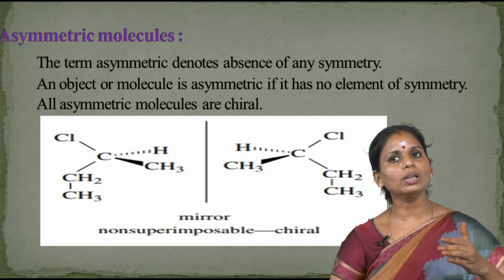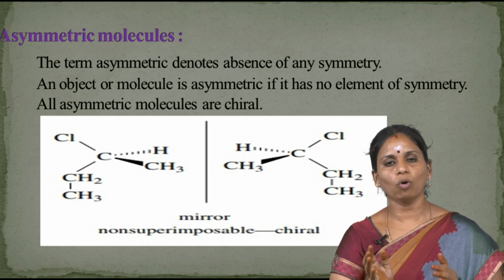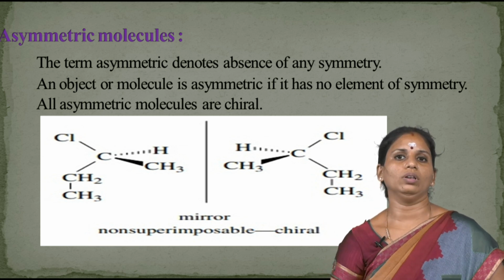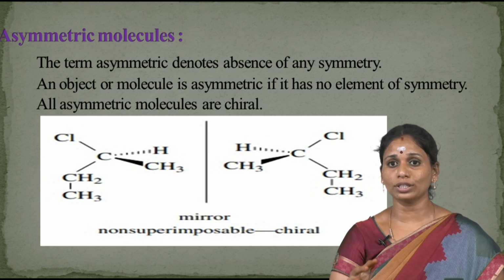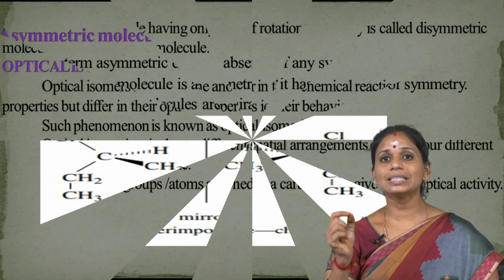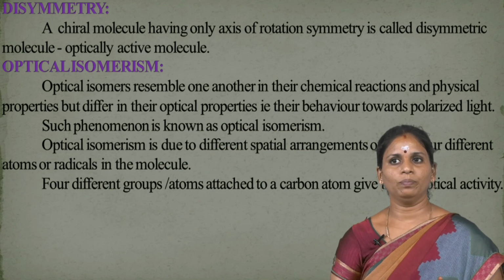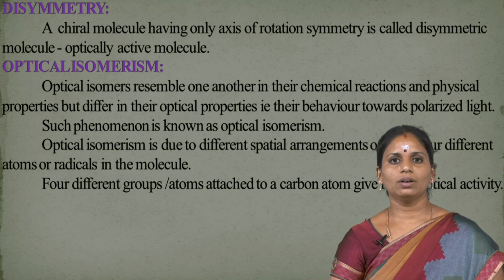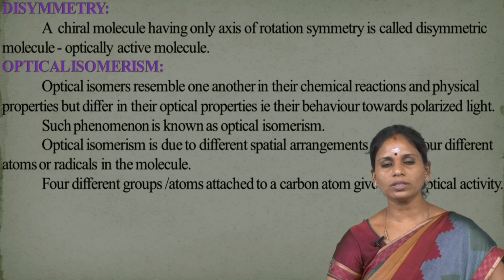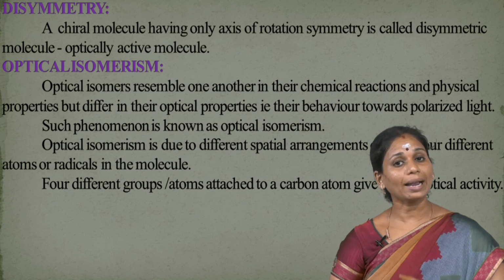An object or molecule is asymmetric if it has no element of symmetry. If a molecule does not have any elements of symmetry, it is said to be an asymmetric molecule. All asymmetric molecules are said to be chiral molecules because they produce non-superimposable mirror images. A chiral molecule having only one element of symmetry, that is an axis of rotation alone, is called dissymmetric. Such a molecule may be optically active also.